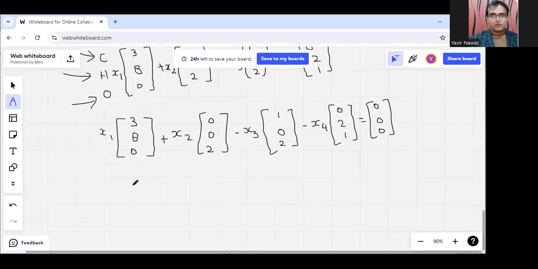Now here I will write the first column. I write into the augmented matrix. So this is 380. This would be 0, 0, 2. This is negative 1, 0, negative 2. This would be a 0, negative 2, and negative 1. And then 0, 0.